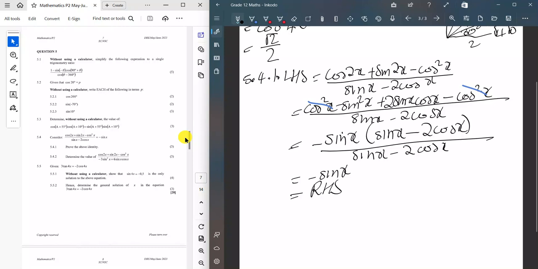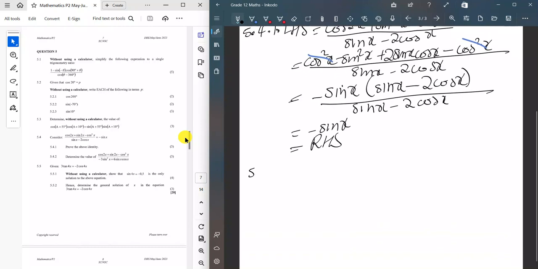Perfect. Now, 5.4.2, determine the value of, what am I looking at? Okay, they say determine the value of this guy.